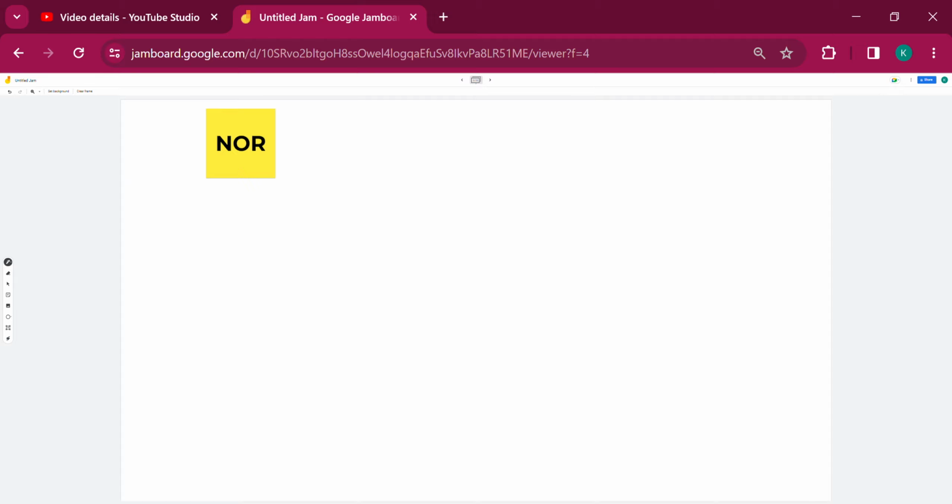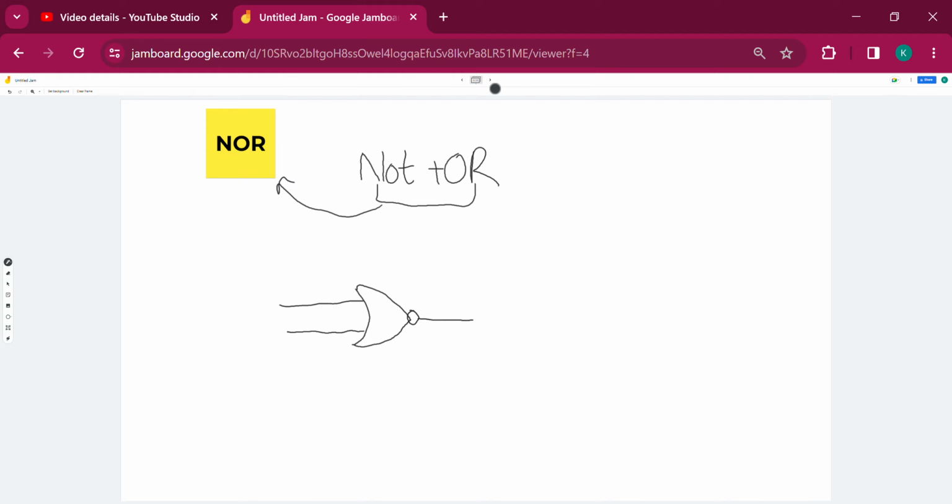Next is the NOR gate. This is the combination of NOT and OR, so by combining these two words we get the NOR gate. How are we going to draw it? We just draw the symbol of OR and then put a NOT in front of it. So inputs A and B, and with the NOR gate we have an output X. As we know, the simple Boolean operation of the OR gate is A plus B, and when we apply NOT on it, it becomes X is equal to (A plus B) bar.